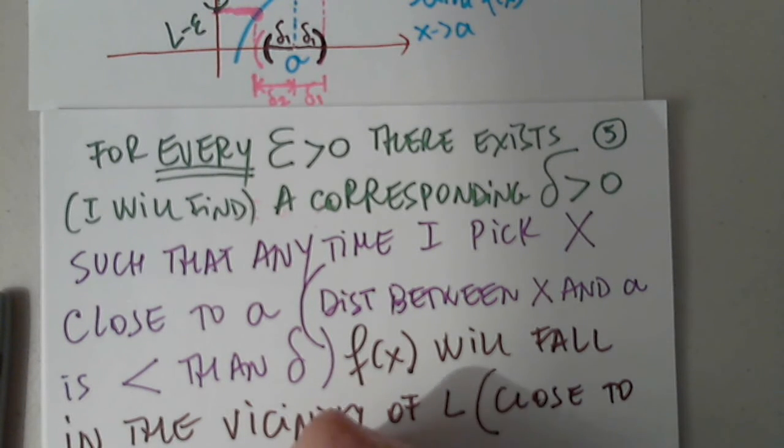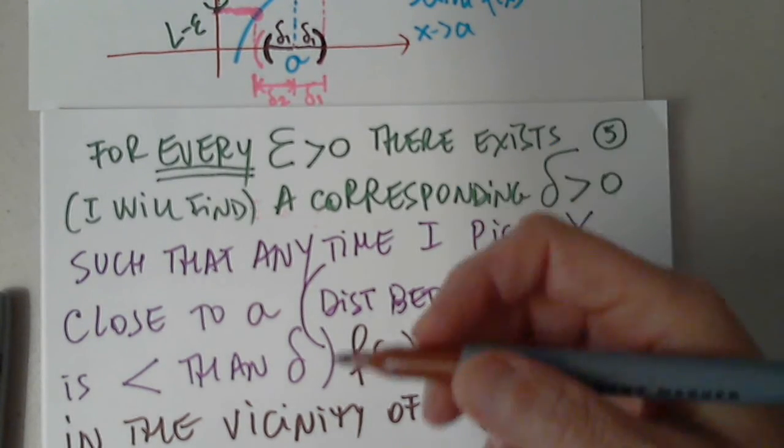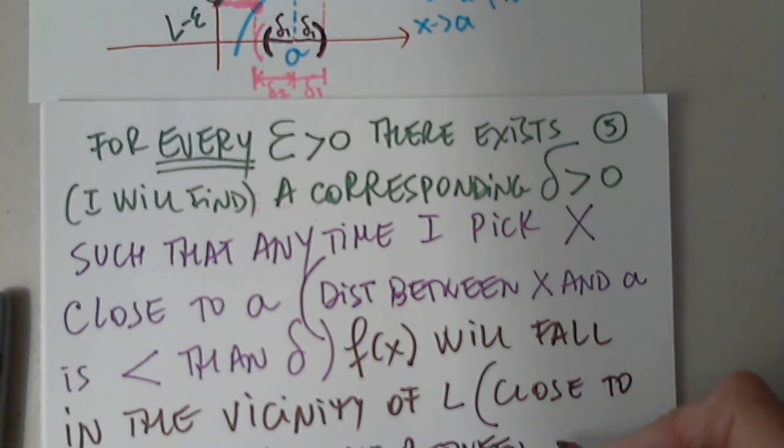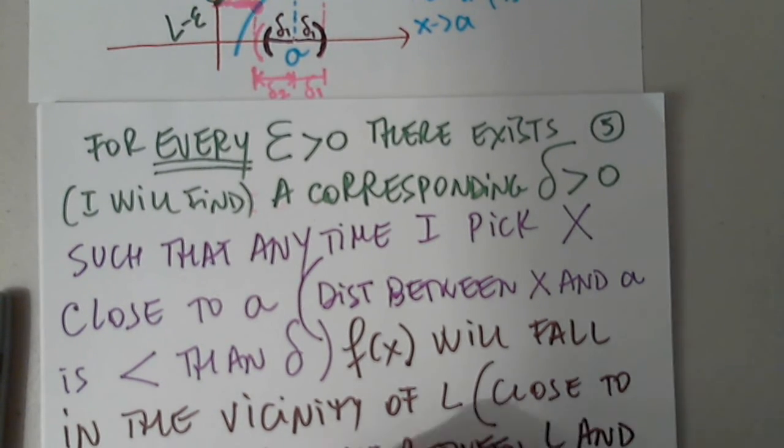and the distance. We're not going to write this. I'm trying to explain it. Well, you're going to see it's going to be one line. Close to L and the distance between L and f of x is less than epsilon.